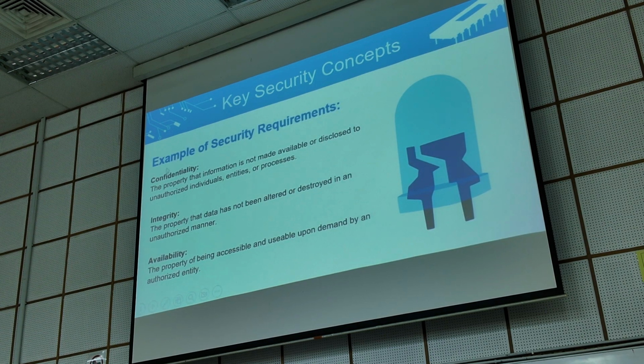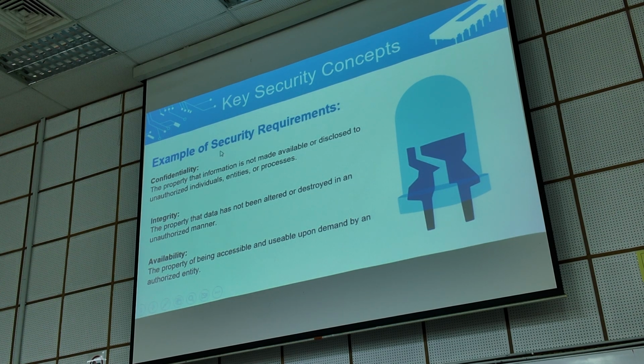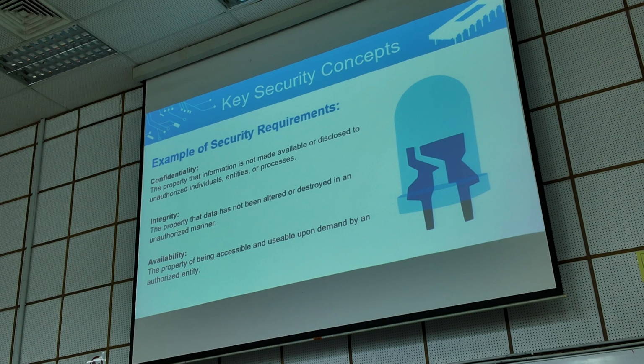You can read the definition from here. Confidentiality means that it will only be made available to the authorized individual. So the individual with the correct password can access it. Without the password, you're not able to access it. The term used is encryption. You will encrypt the file.